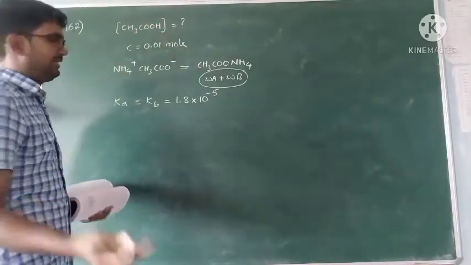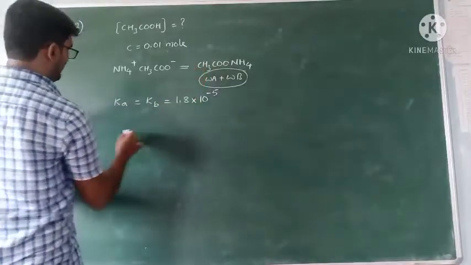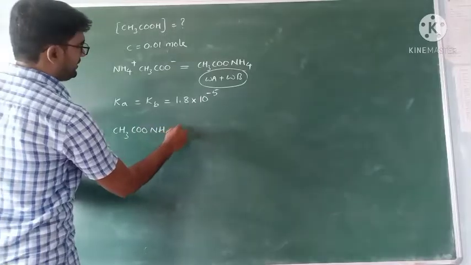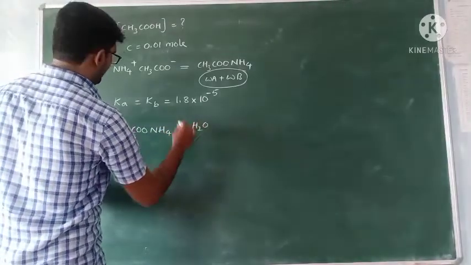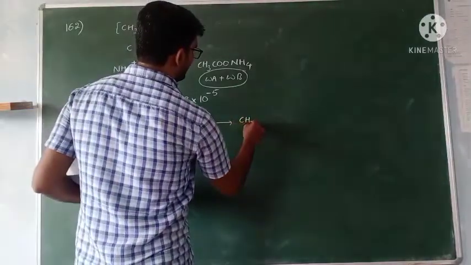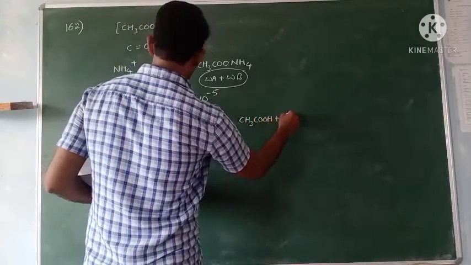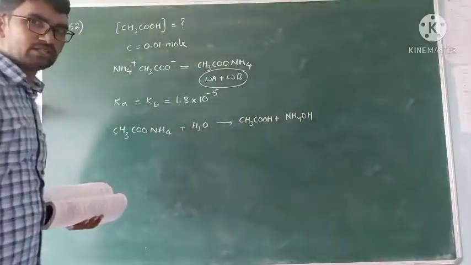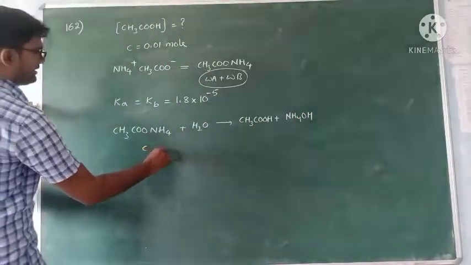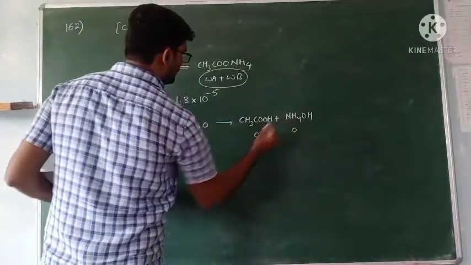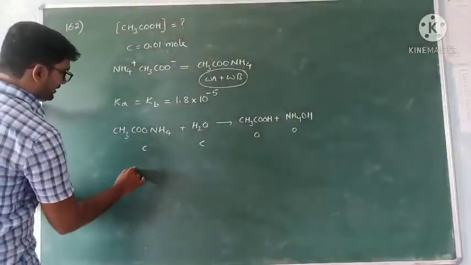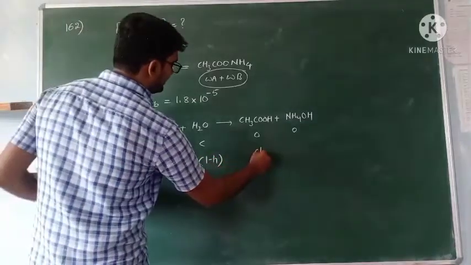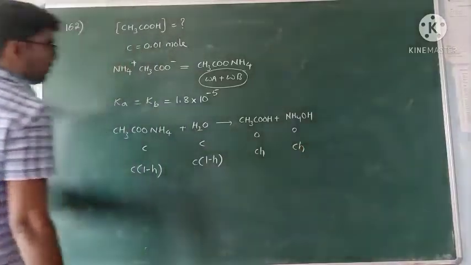So for CH3COONH4, I already explained this one. If it is dissolved in water, it gives CH3COOH plus NH4OH. I already explained this for salt hydrolysis. Initially, this is C, 0, 0. After some time, C into 1 minus h, this is C into 1 minus h, and this is Ch, this is Ch.